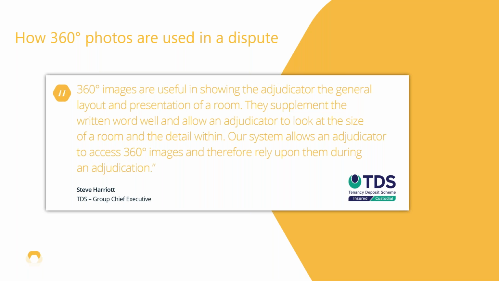Our partners over at TDS, or Steve Harriott over at TDS, has asserted that 360 images are useful in showing the adjudicator the general layout and presentation of a room. They supplement the written word well and allow an adjudicator to look at the size of a room and the detail within. Our system allows an adjudicator to access 360 images and therefore rely upon them during an adjudication.